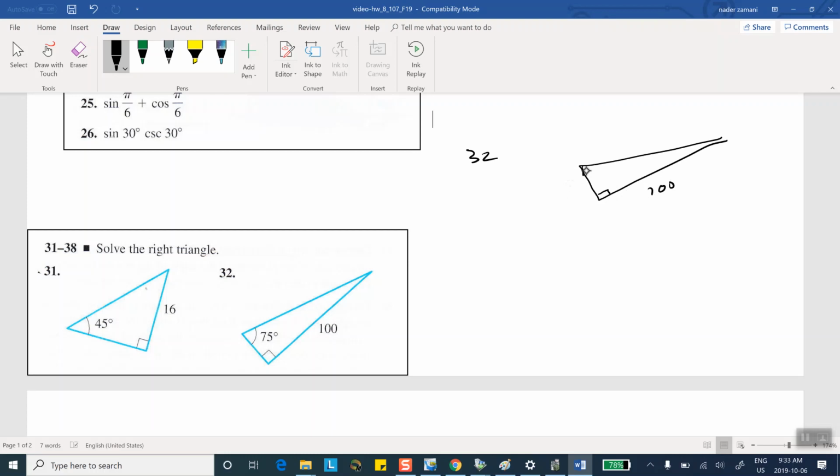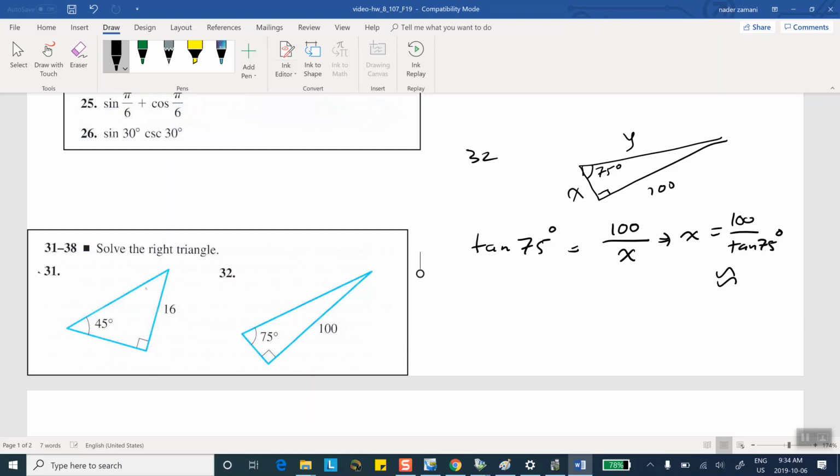This is 100. This angle is 75. Okay, it's 75 degrees. Don't forget about that. We don't know this and we don't know that. Okay, first of all, if I wrote tangent of 75 degrees is equal to opposite, which is 100, divided by the adjacent, which is x, and therefore x equals 100 over tangent of 75. And if you were asked to find an approximate value, then you have to put this in your calculator. You get an approximate value.